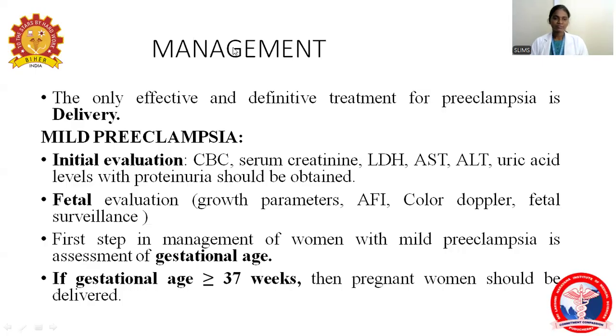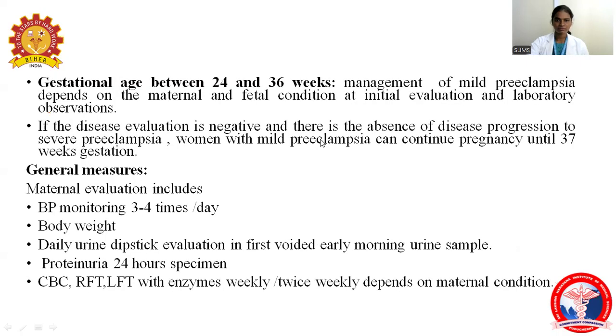So we're coming to the management part of mild preeclampsia. The initial evaluation we should do, and fetal evaluation we have to do. The first step in the management of women with mild preeclampsia is assessment of gestational age. If it is more than 37 weeks, then we can deliver the patient. If it is between 24 to 36 weeks, the management of mild preeclampsia depends upon maternal and fetal condition at initial evaluation and laboratory observations.